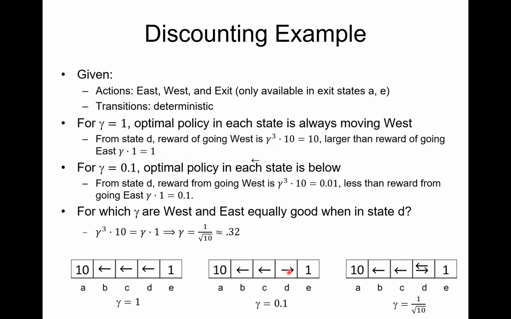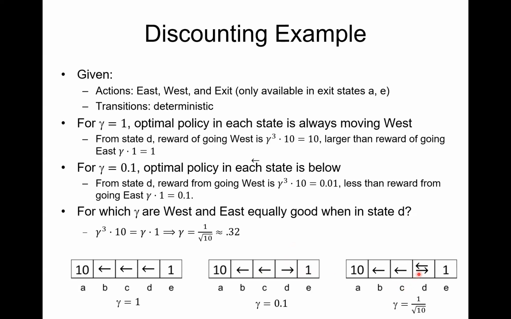So if gamma is 0.1, then the optimal policy is this. If you're in state D, then the reward from going west is gamma cubed times 10, which is 0.01, less than the reward from going east. Whereas if you're in state C, the reward from going west is gamma squared times 10, which is 0.1, whereas going east is gamma squared times 1, which is 0.01. So from C, the best action is to go west.